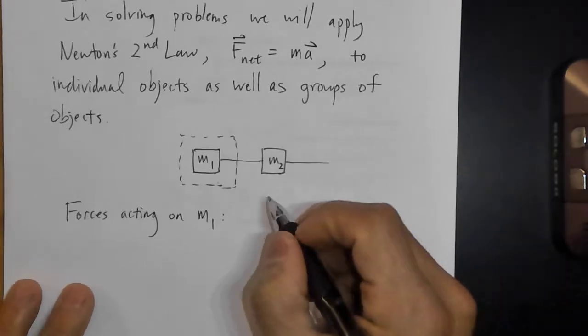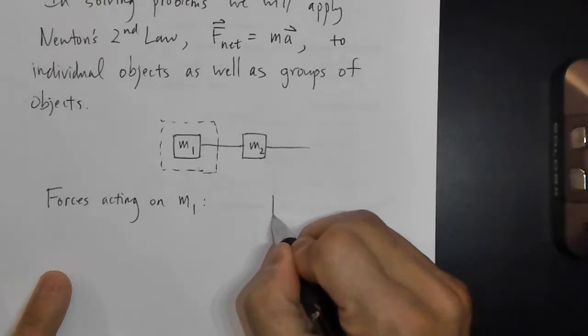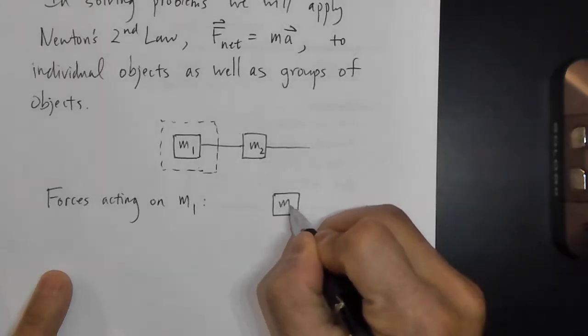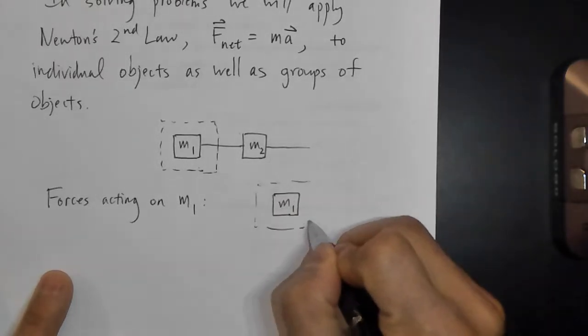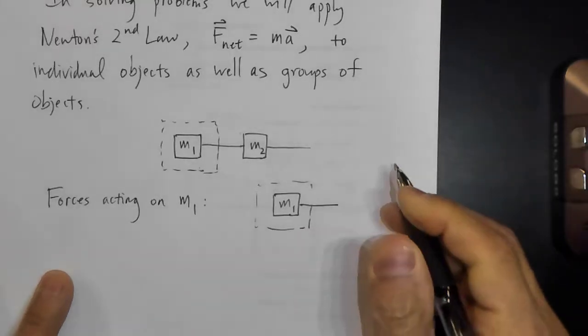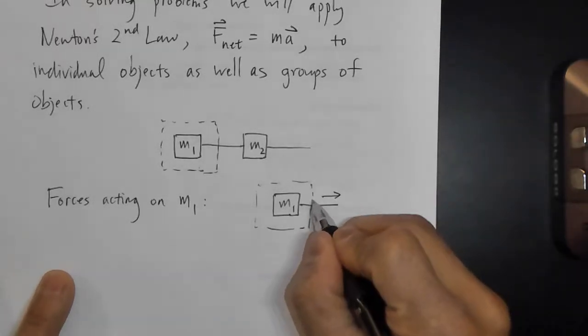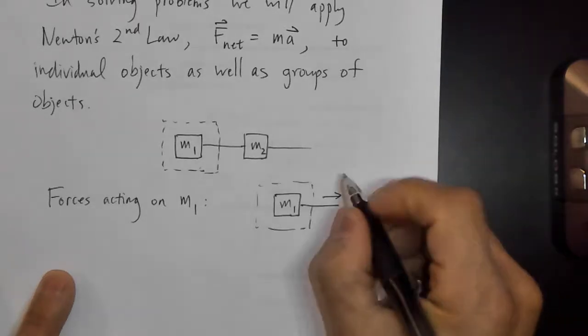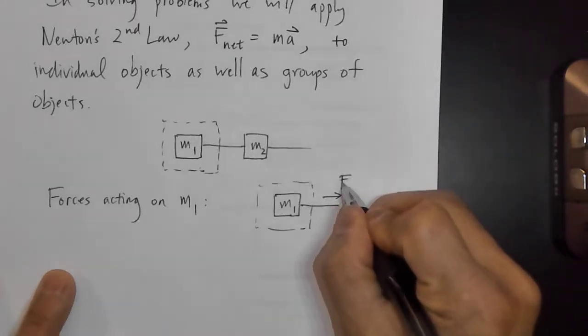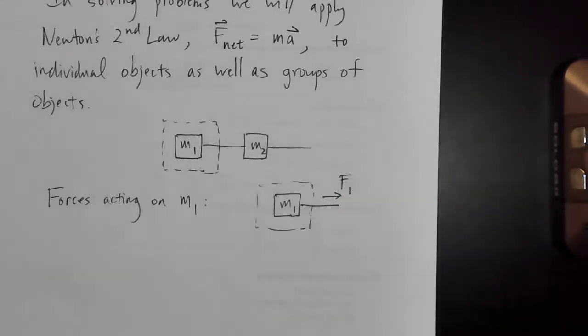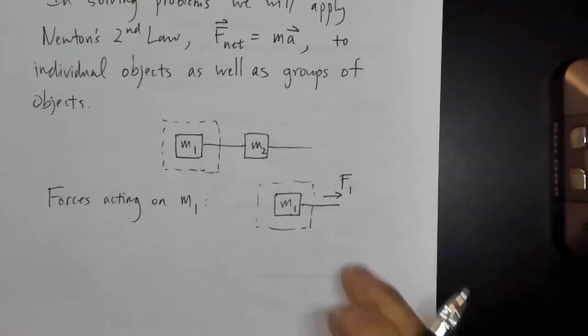And the only force that will be acting on this mass M1, let me put the box around it again so you can see, would be some force coming from this string that's attached to M1. All right, does everybody agree with that? That's the only force that's acting on that thing, and it's going in that direction.